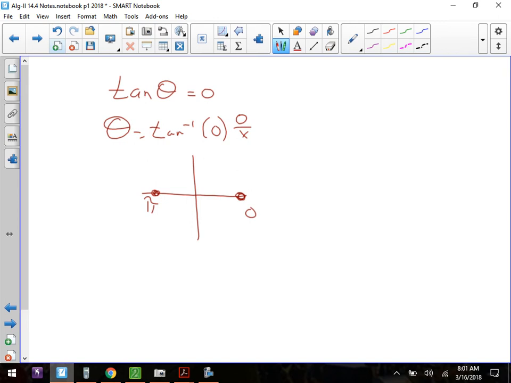This is an example of when they're equidistant from one another. To get from 0 to pi is the same distance to get back from pi to 0, isn't it?